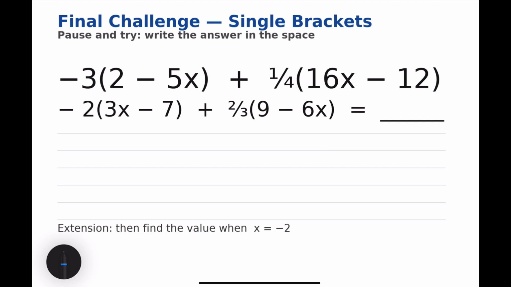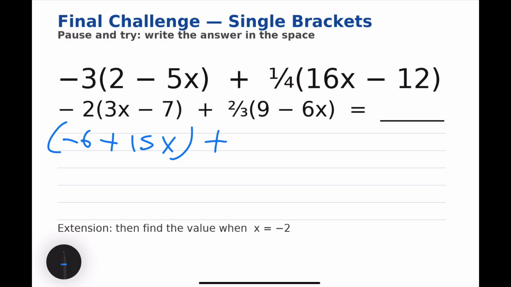So minus 3 multiplied by 2 would be negative 6. And then we do negative 5x multiplied by negative 3x. Well, we know that's going to be a positive, as a negative multiplied by negative is always a positive. So it's going to be plus 15x. And I'm going to keep each of the different expansions in brackets so it's easier when we simplify later on.